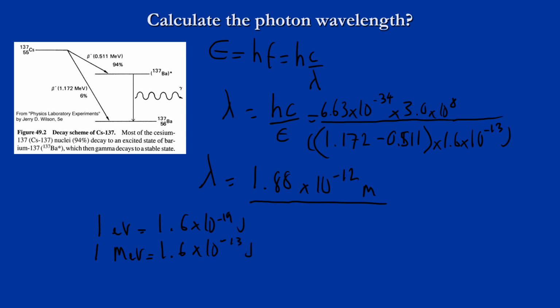And the only other thing was the bit there when I said hf is equal to hc over lambda. So remember that the speed of light is equal to frequency times wavelength. So frequency is equal to c over lambda. So just things to note for that.